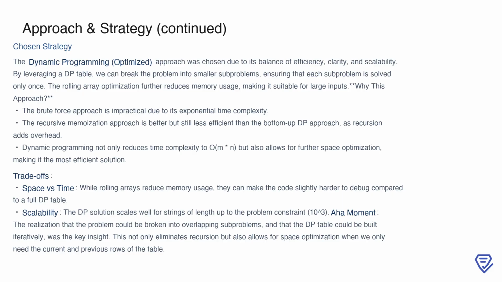One trade-off to note is that while rolling arrays save memory, they can make debugging slightly more challenging compared to working with a full DP table. However, this trade-off is worthwhile as the solution scales effectively for strings up to the problem constraint of length 10^3. The key insight, or the aha moment, was recognizing that the problem could be divided into overlapping subproblems and solved iteratively using a DP table. This insight not only eliminates the need for recursion but also paves the way for space optimization by focusing on just the current and previous rows of the table.